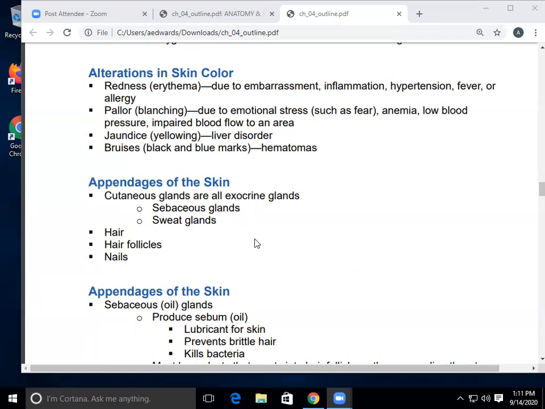Jaundice is a condition where skin turns yellow, and it's caused by a disorder in the liver. Also skin can get bruised, right, and get blue or black marks on it. Those are called hematomas, and that blood starts accumulating there to make the bruise.